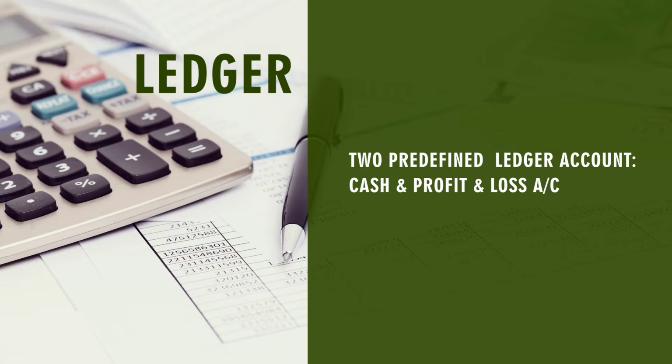In Tally ERP9, there are already two predefined ledger accounts which you will find in the software. They are cash and profit and loss account. It means that whenever you open a new company, these two ledgers will already exist and you don't need to create them. In case you want to put balances into the cash and profit and loss account ledgers, you can directly put the balances. You don't need to create the ledger.